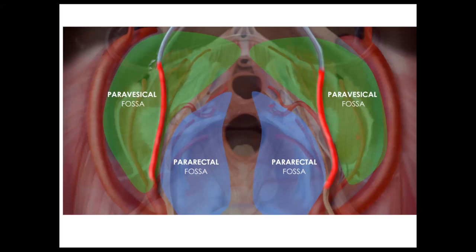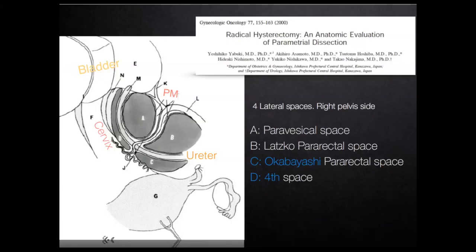So they are all very nice spaces to go into when you are dealing with severe endometriosis. You want to go into these spaces. You want to open up the spaces, then you know where all the structures are. Now, the pararectal space has a lot of terminology. This is not an easy area to learn to dissect.